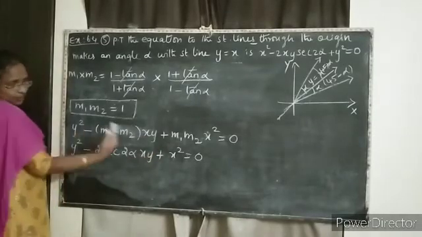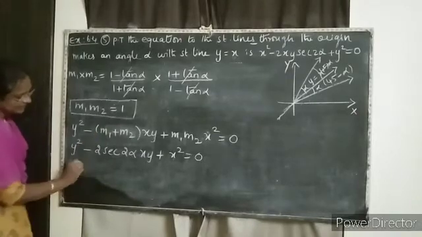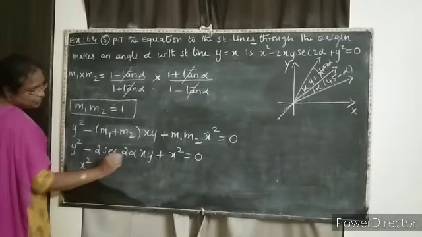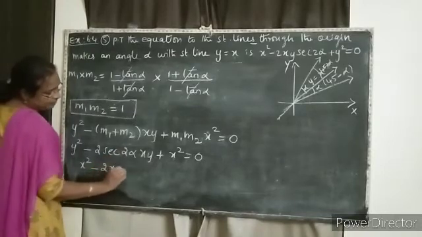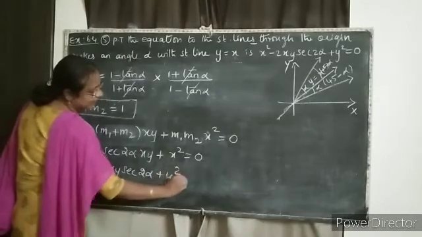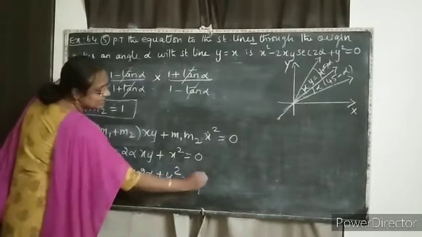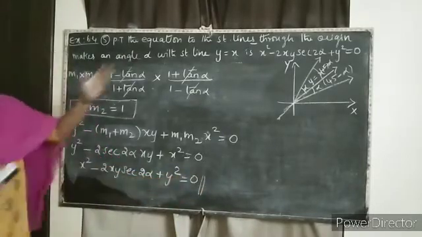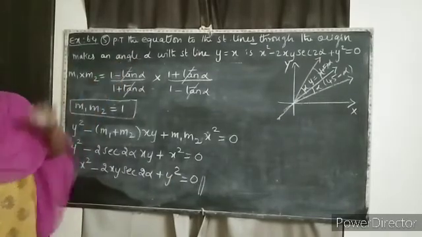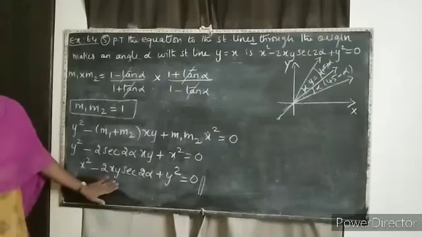So there won't be any problem in interchanging. So I can rearrange it: x squared minus 2xy secant 2 alpha plus y squared equal to 0. This is the result I have to prove. Now look into the result: x squared minus 2xy secant 2 alpha plus y squared equal to 0. Hence the result is proved.